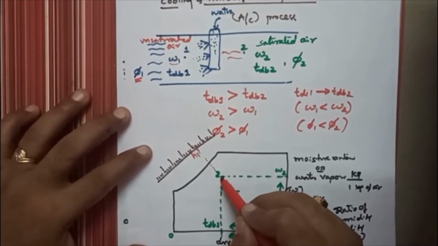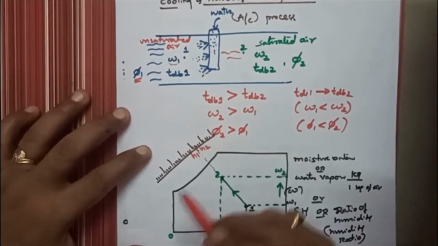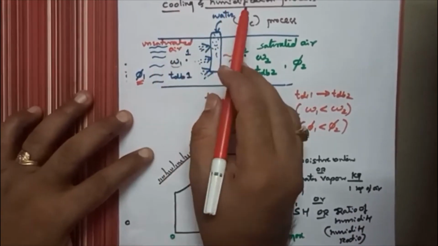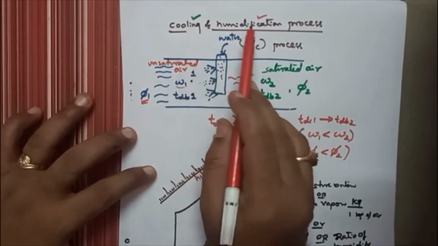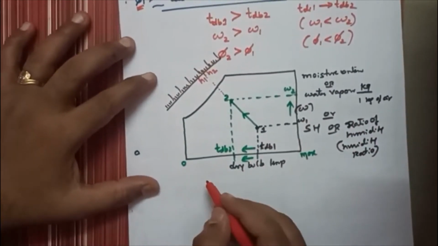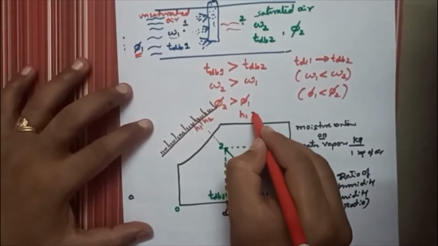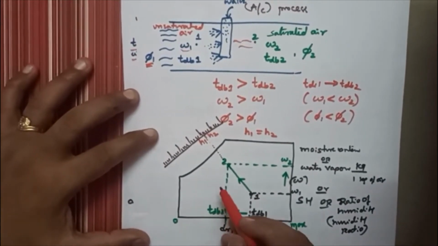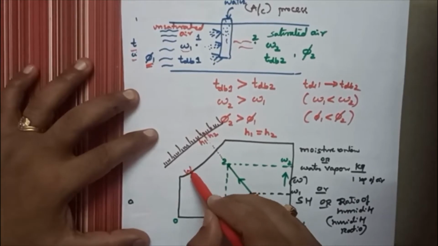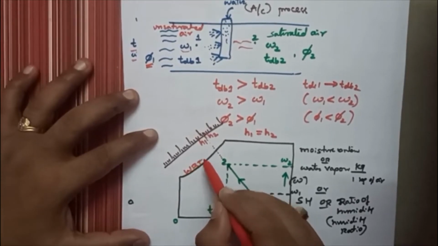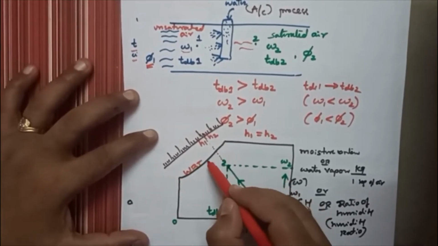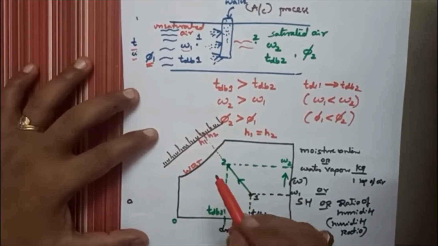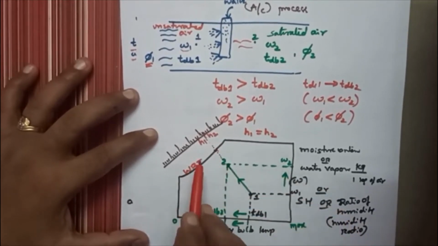Similarly, what is the enthalpy at point number 2? It is H2. So during the cooling and humidification process, the enthalpy is the same. H1 is equal to H2. And if I ask you to find the wet bulb temperature, this is the wet bulb temperature line on the saturation line. So the wet bulb temperature is also the same.